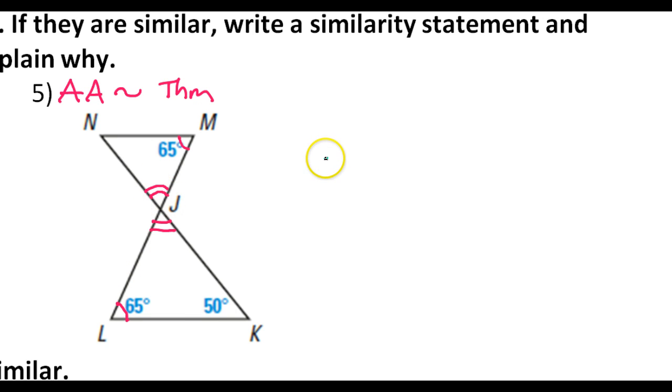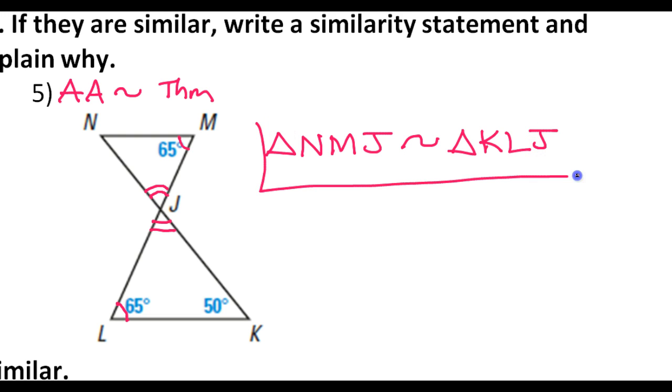So let's go ahead and write our similarity statement, which will be triangle NMJ is similar to triangle. Okay, now let's match them up correctly. The N goes with the K. The M, see the 65, goes with the L. And that leaves the J, which of course is the same for both. So there is your similarity statement. That's what's meant by similarity statement.